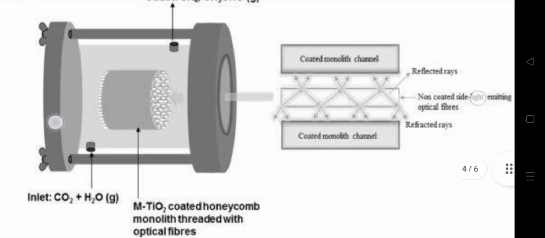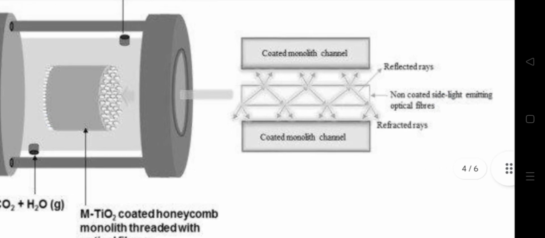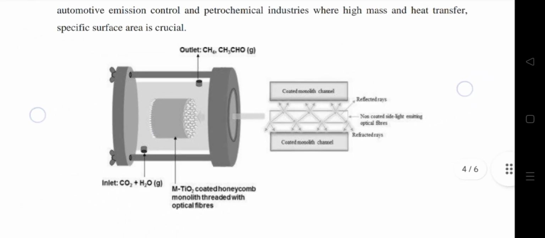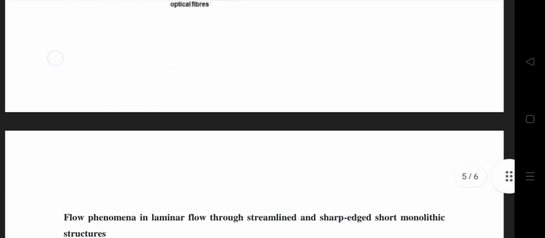This is the cross-sectional area. It contains the coated monolithic channels, and the inner side has reflected rays and non-coated side-light emitting optical fibers that are used for the chemical reactions.